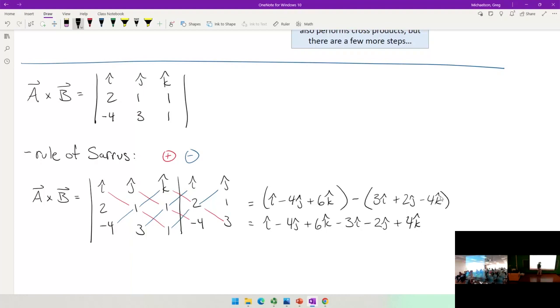So i's, we have negative 2. j's, we have negative 6. k's, we have positive 10. So A cross B is that.